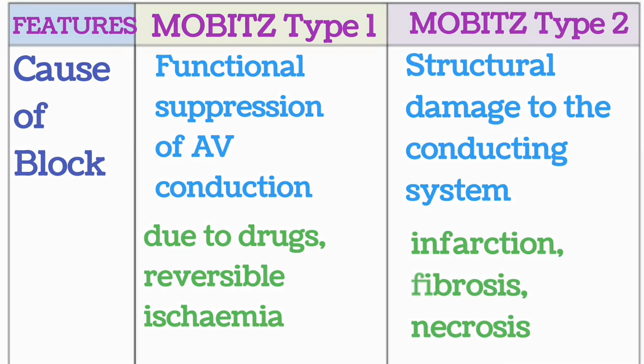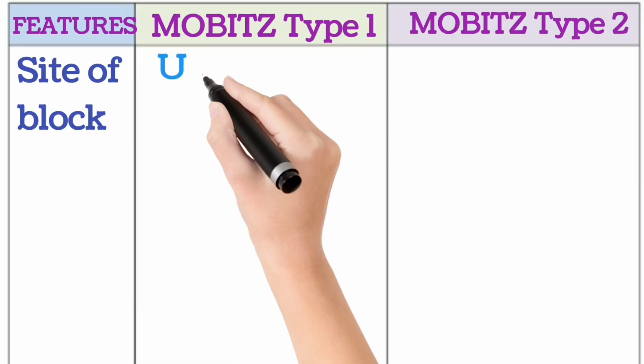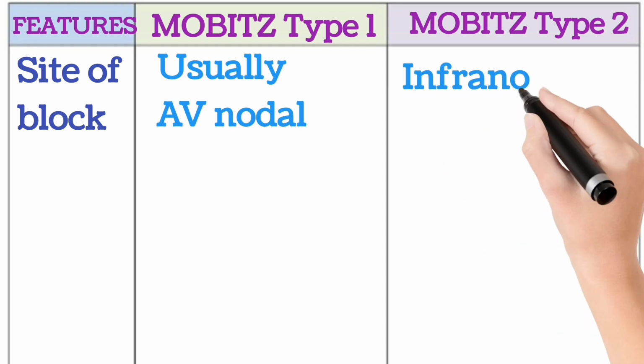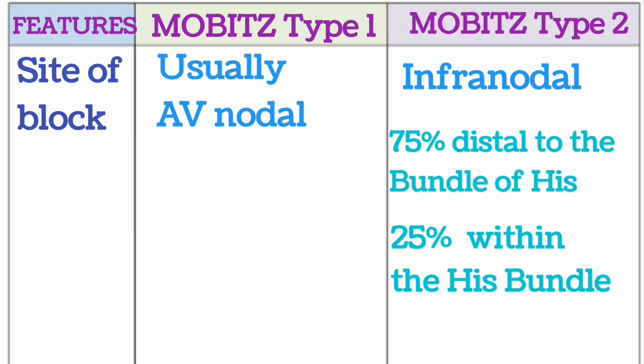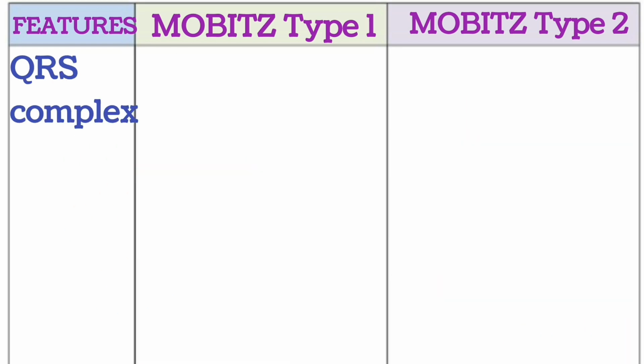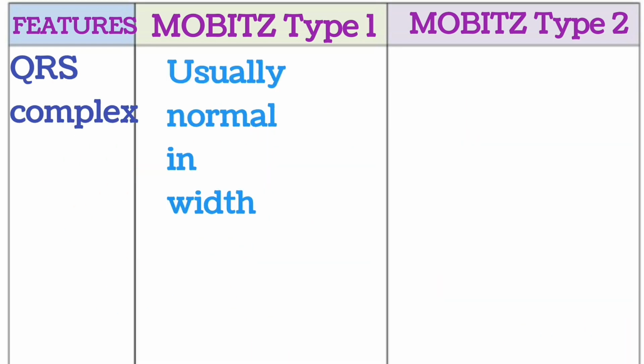Mobitz type 1 is usually due to a reversible conduction block at the level of the AV node. Mobitz type 2 is usually due to failure of conduction at the level of the His-Purkinje system below the AV node. The QRS complexes are normal in case of the Mobitz type 1 AV block.